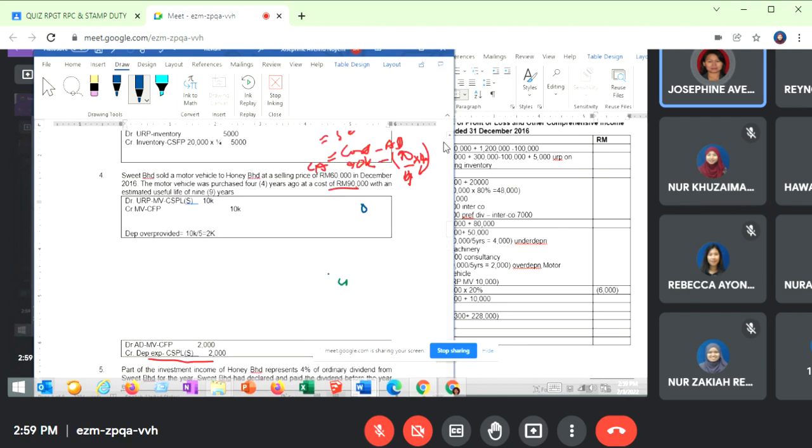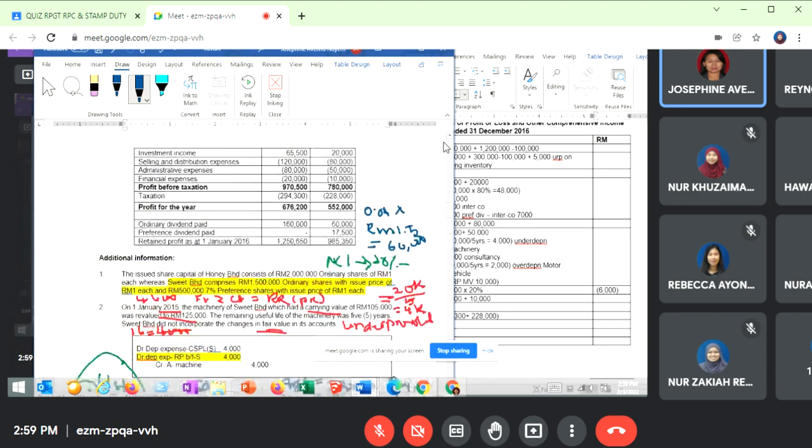So you go to the question here. This is the dividend rate, 7%, and you multiply by the amount here, which is 500,000. So you have a total preference dividend: 500 times 0.07 is 35,000. The total dividend is 35,000.